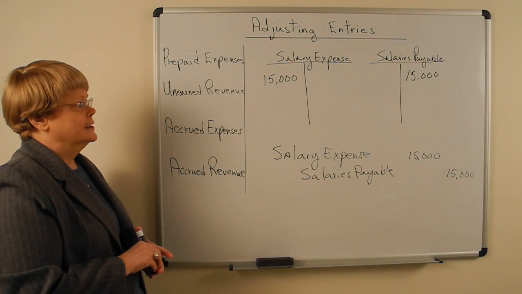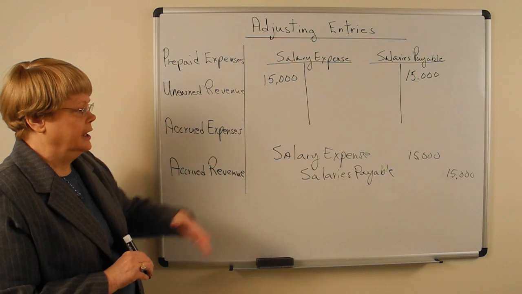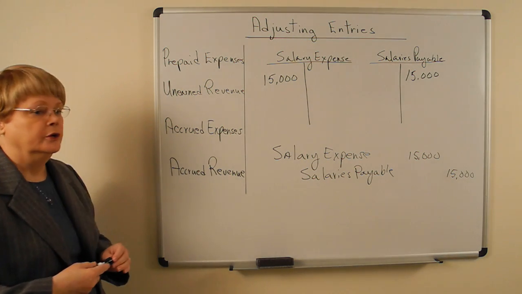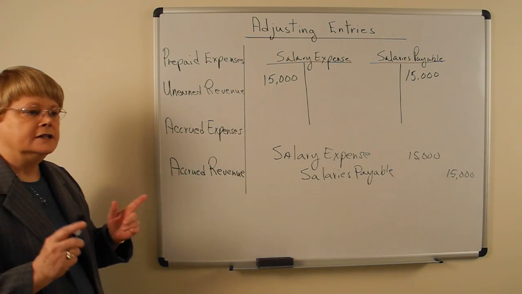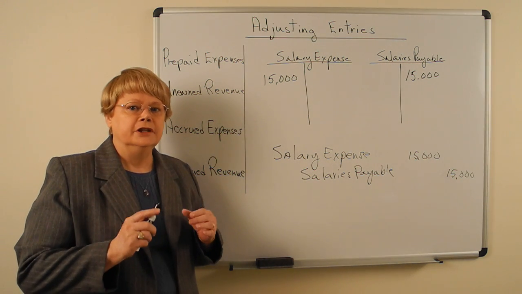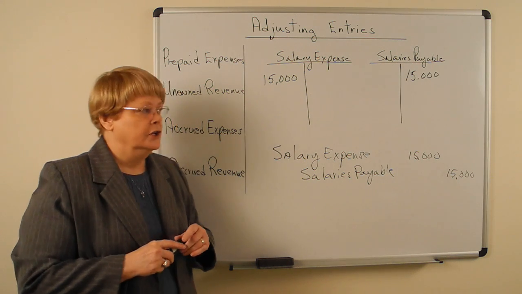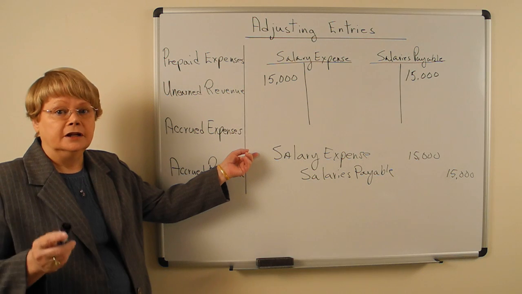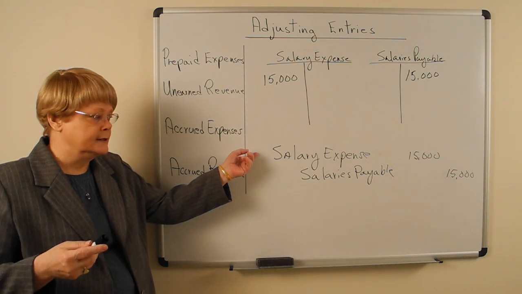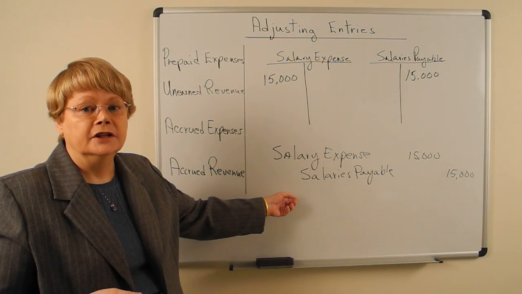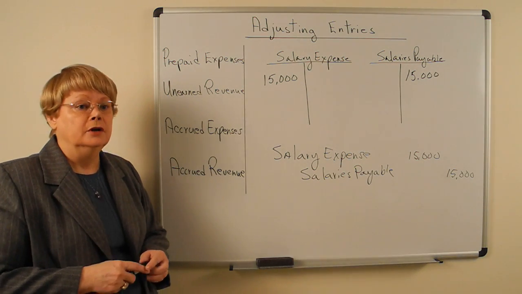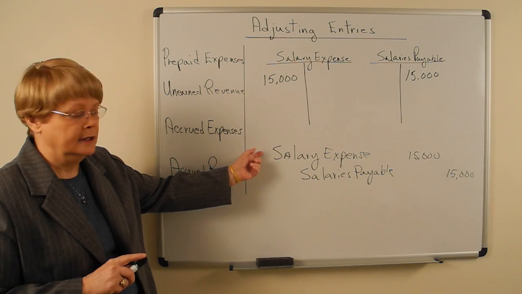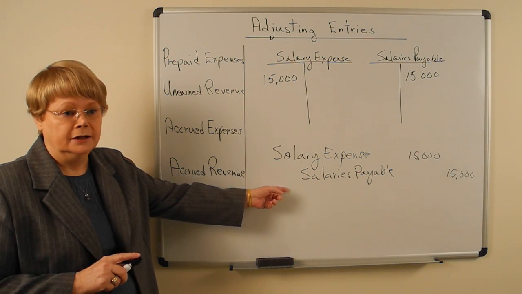All right. So this is the entry in T account form and in journal form to accrue salaries for 3 days when we know we're going to pay them sometime in the future. Notice something here too. For every adjusting journal entry, one side of the entry goes to an income statement account. The income statement accounts are revenue or expense. The other side of the adjusting entry goes to a balance sheet account, which would be an asset or a liability. In this case, here's your income statement account. Here is your balance sheet account.